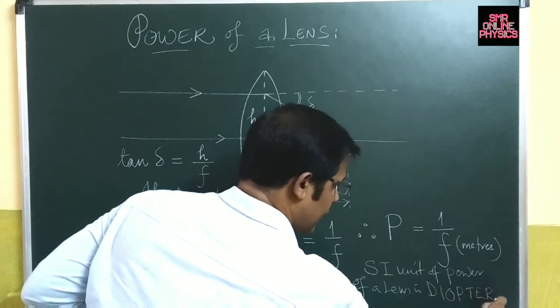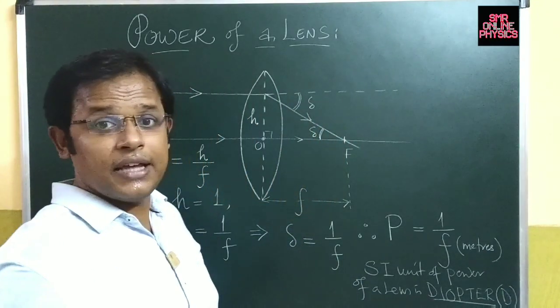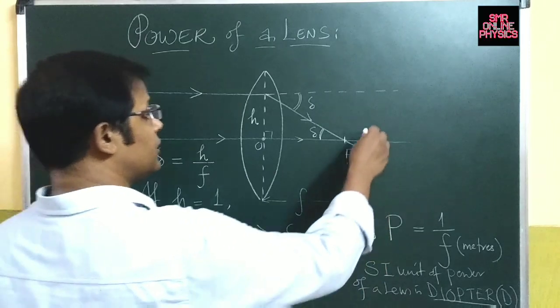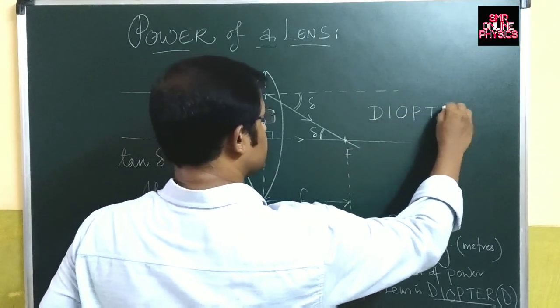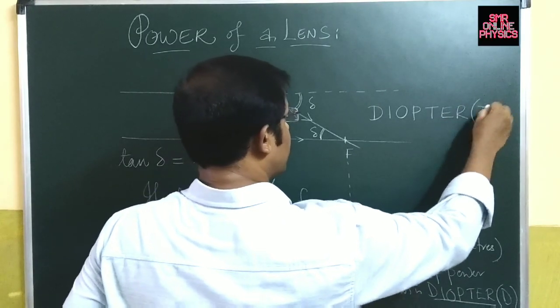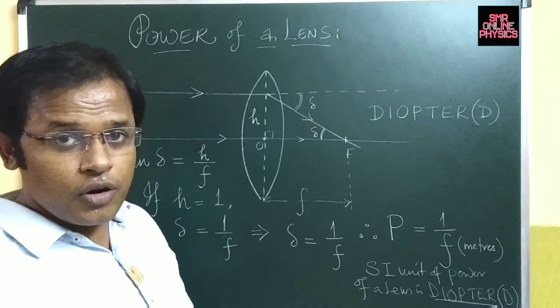The unit of power is actually called diopters and denoted by capital D. I think you can see that, or if you wanted it, I can write it over here. The unit is diopters, denoted by capital D. That is the SI unit of power of a lens.